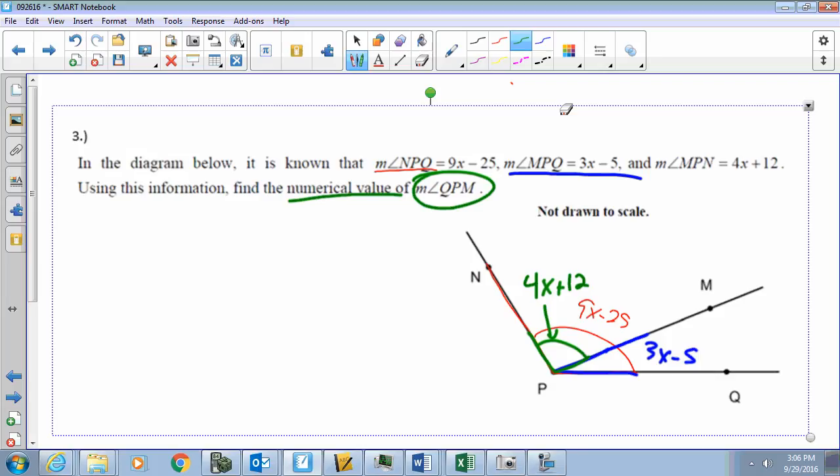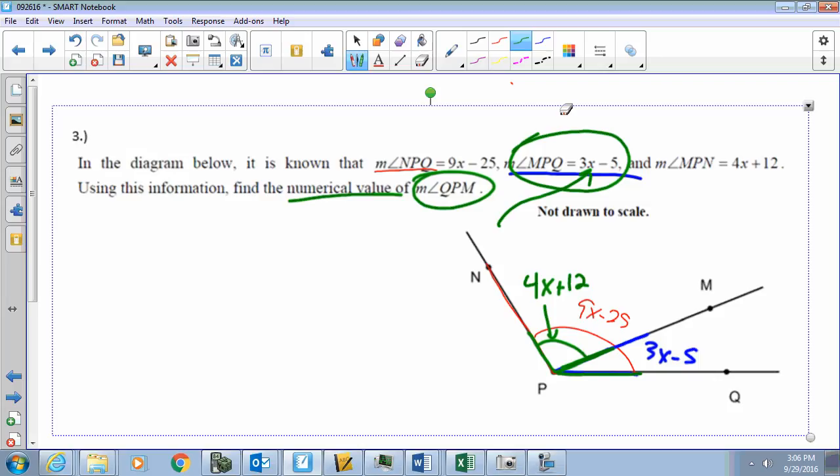So QPM, now they also try and trick you a little bit. QPM is the same as what angle? Hopefully you realize that QPM is just the same as NPQ. All right, so once we find the value for x, we plug it in here, and we'll get our value.